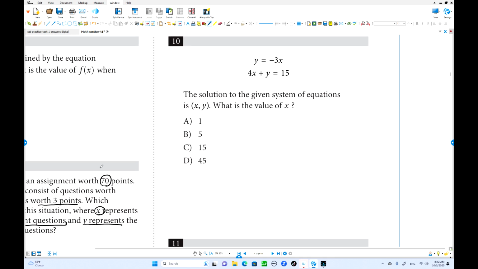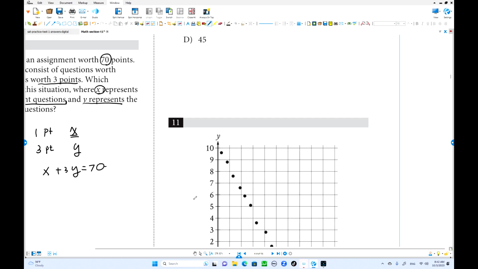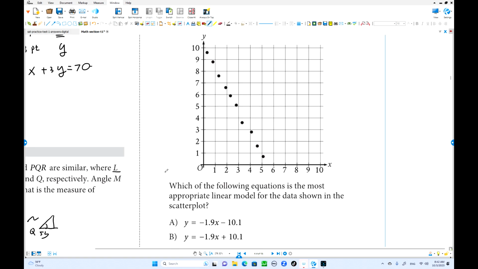The solution to the system of equations x and y. We're going to find x. We already expressed y. Put this number over here, 3x. 4x minus 3x equals 15. x equals what? 15. That's the answer. Here is number 10.